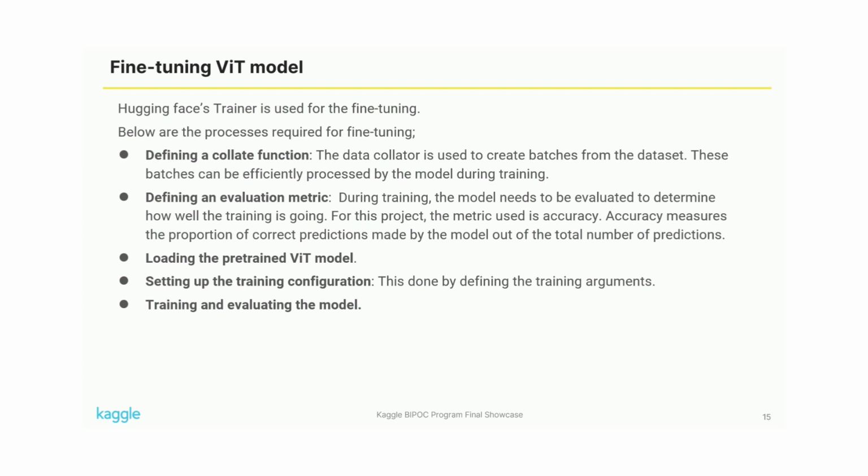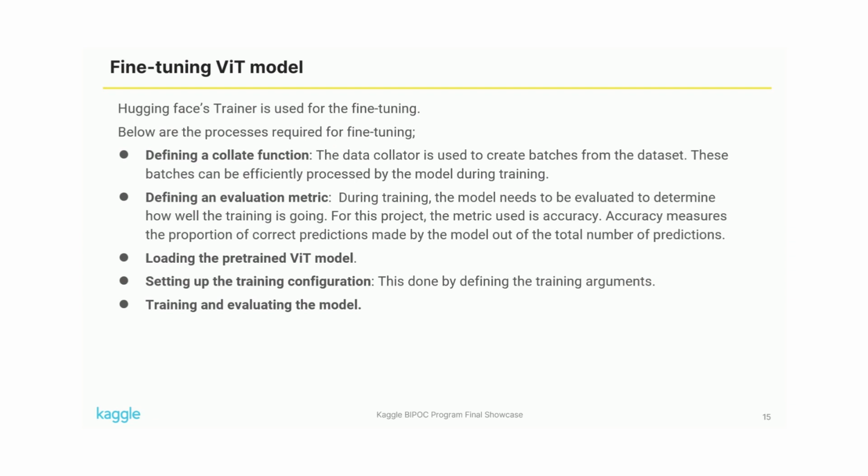Hugging Face's Trainer is used for the fine-tuning. Below are the processes required for fine-tuning. Defining a collate function. The data collator is used to create batches from the dataset. These batches can be efficiently processed by the model during training.